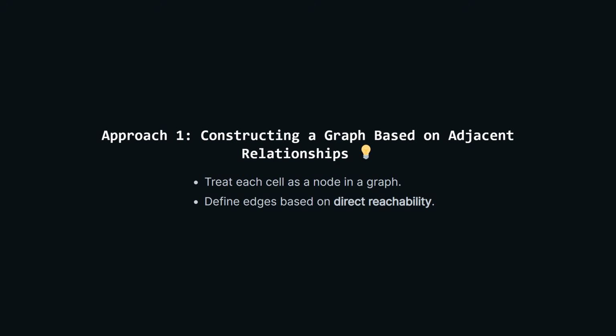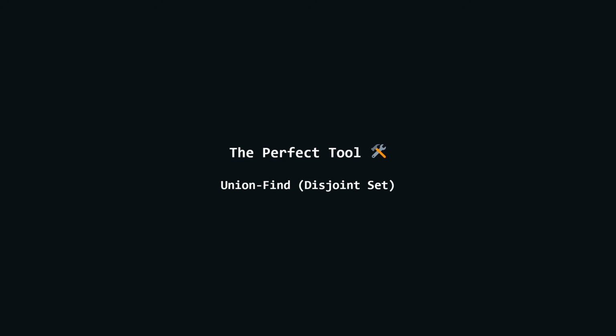Okay, let's look at the first approach, which is constructing a graph based on adjacent relationships. The main idea here is that we can treat every single cell like a dot on a map, and draw lines between them if their streets connect properly. Because all the streets are given to us up front, this is what we call a static connectivity problem. The perfect data structure to figure out if two things are connected in a static map is the union find, also known as a disjoint set.